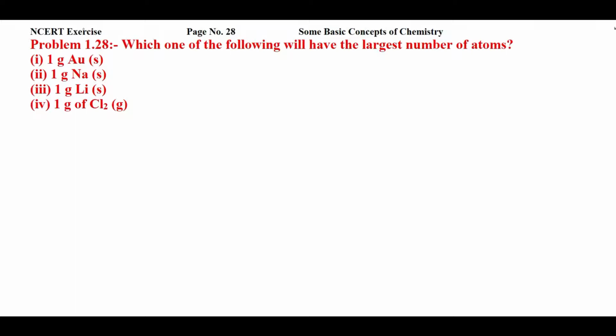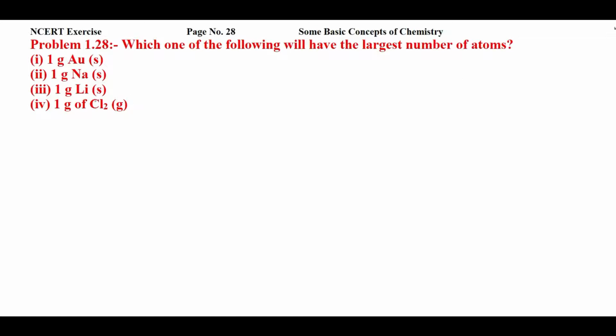Students, this is NCERT exercise problem 1.28 from page number 28 of Some Basic Concepts of Chemistry. So let's read the statement. Which one of the following will have the largest number of atoms? So we have four options. We have to select the element which has the largest number of atoms. Let's see the solution first.